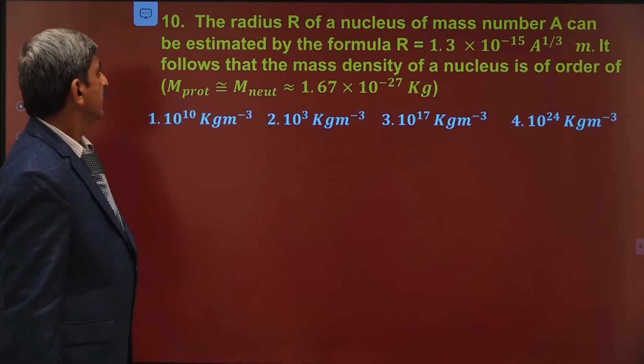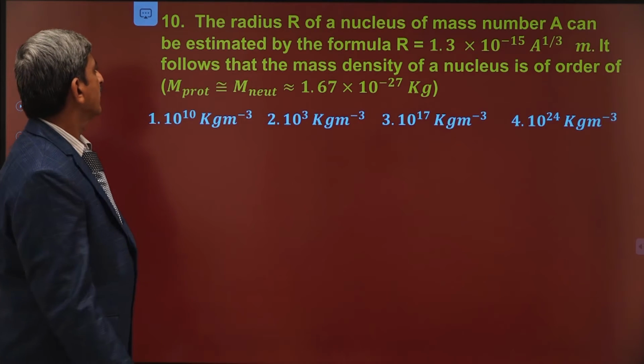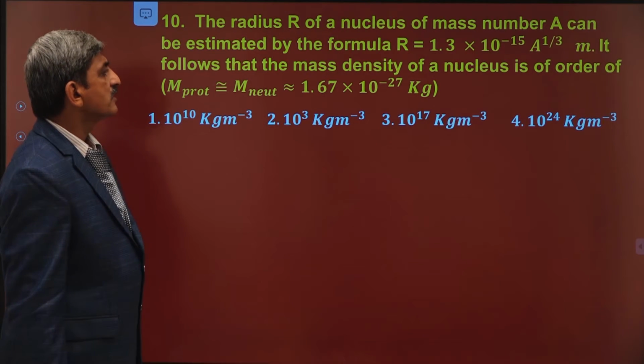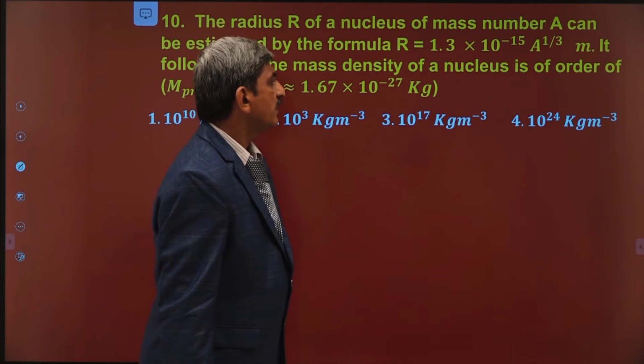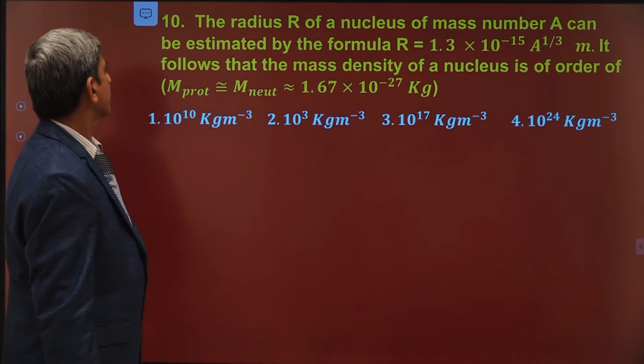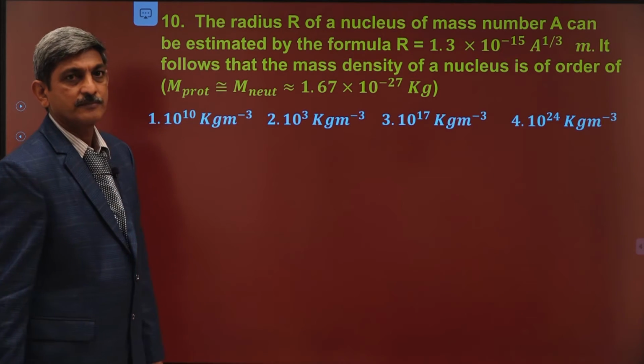Now come to the next one. The radius of a nucleus of mass number A can be estimated by the formula R is equal to 1.3 into 10 to the power of minus 15 A power 1/3 meters. It follows that the mass density of the nucleus is of order of dash.